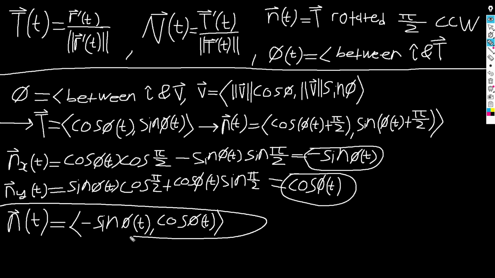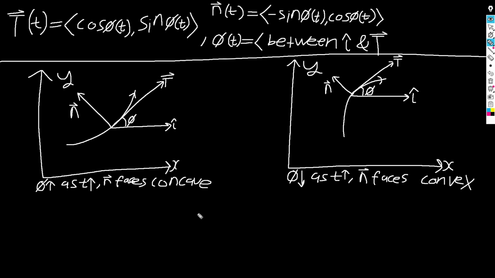So we now get our n of t as a vector function. We now need to observe that for intervals where phi increases as t increases, n faces the concave side of C. But for intervals where phi decreases as t increases, n faces the convex side of C.